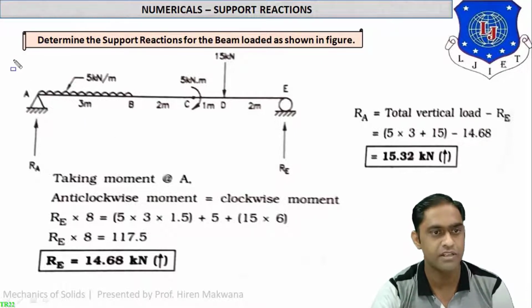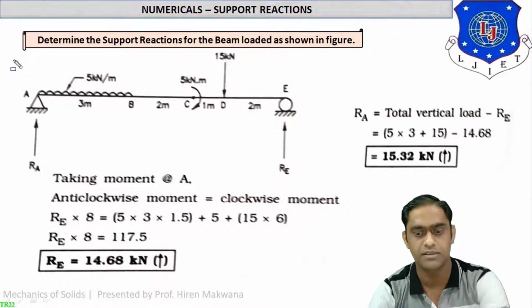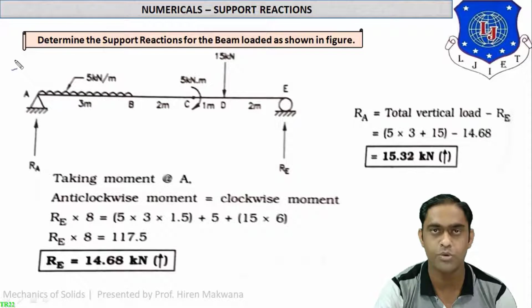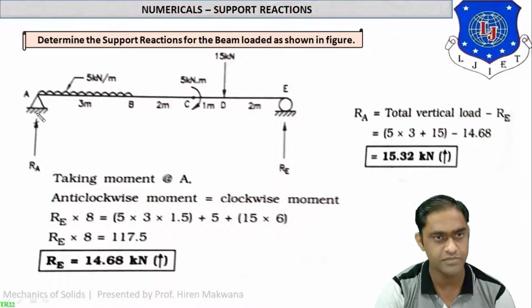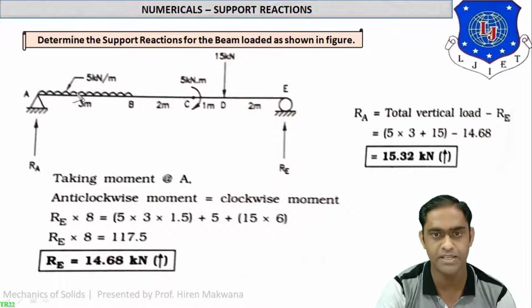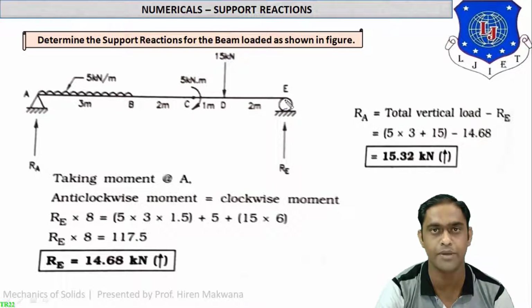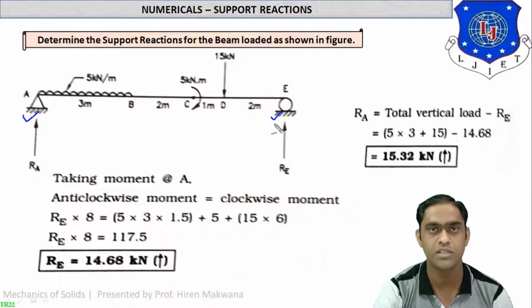Okay, what is given in the figure? First we have to check which type of beam it is and what type of supports are there. In this figure, you can see this is a simply supported beam, because two supports at the ends of the beam are given, not in between the beam. So this is known as a simply supported beam. Now concentrate on supports. Support A is a simple support and support E is a roller support.